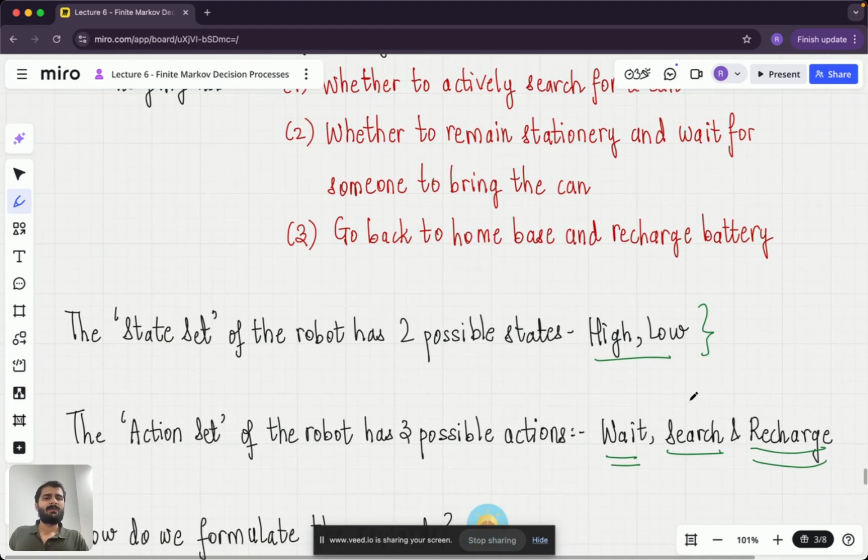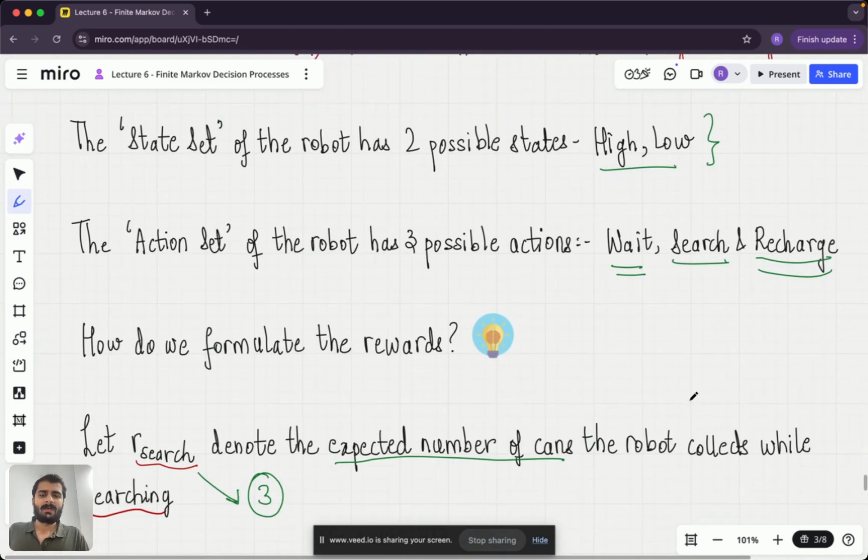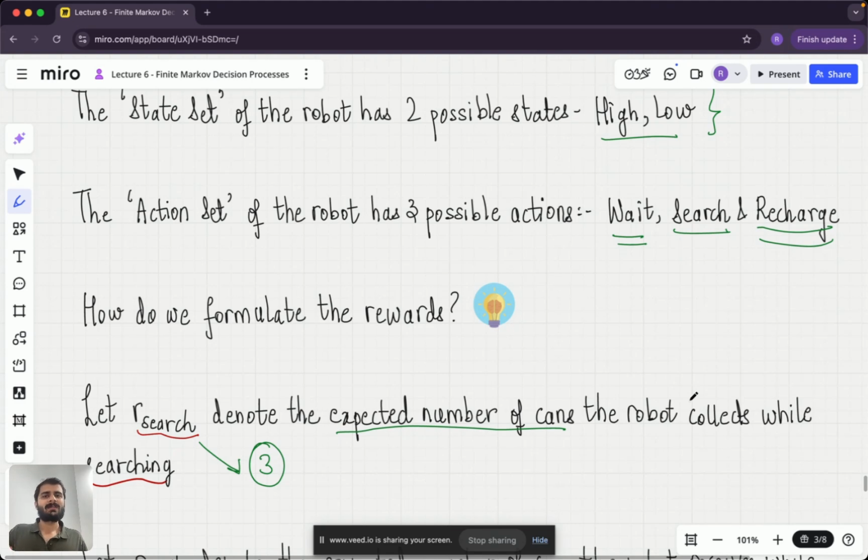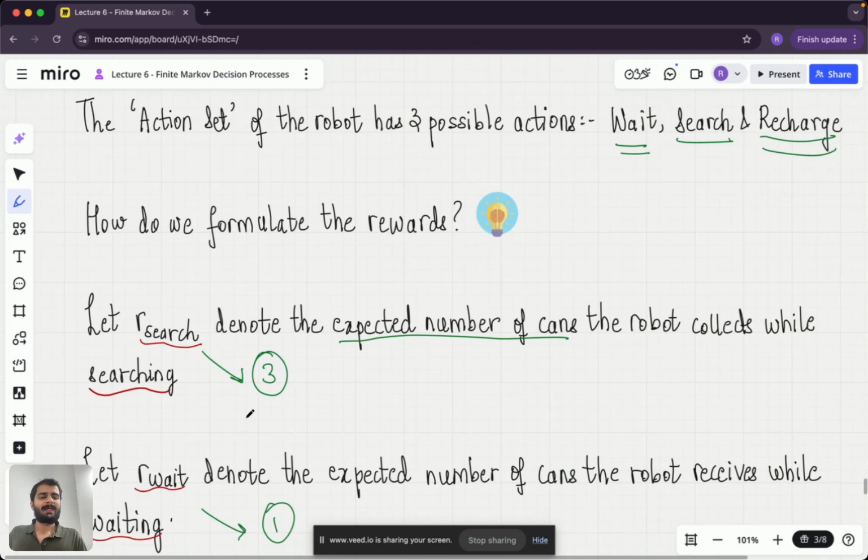And then, how do we formulate the rewards in this case? Let's try to think about that. Obviously, we want to give the highest reward when the robot is searching and collecting the cans. So, let r search denote the expected number of cans which the robot collects while searching. Let's say r search is 3. So whenever my Roomba robot is moving in a room, it's going to collect 3 cans. But if the robot is waiting, then my reward is not going to be very high because I don't know how many people will go and put the can inside this robot.